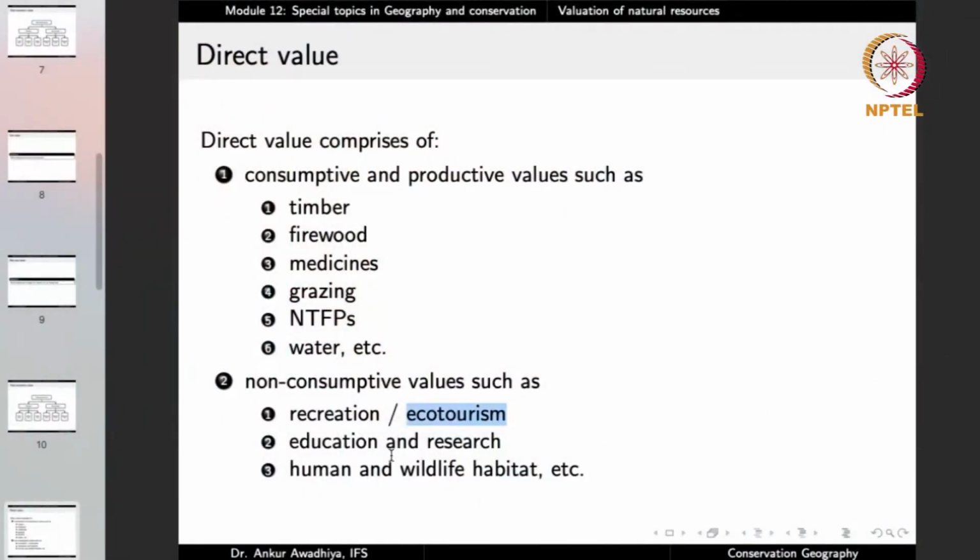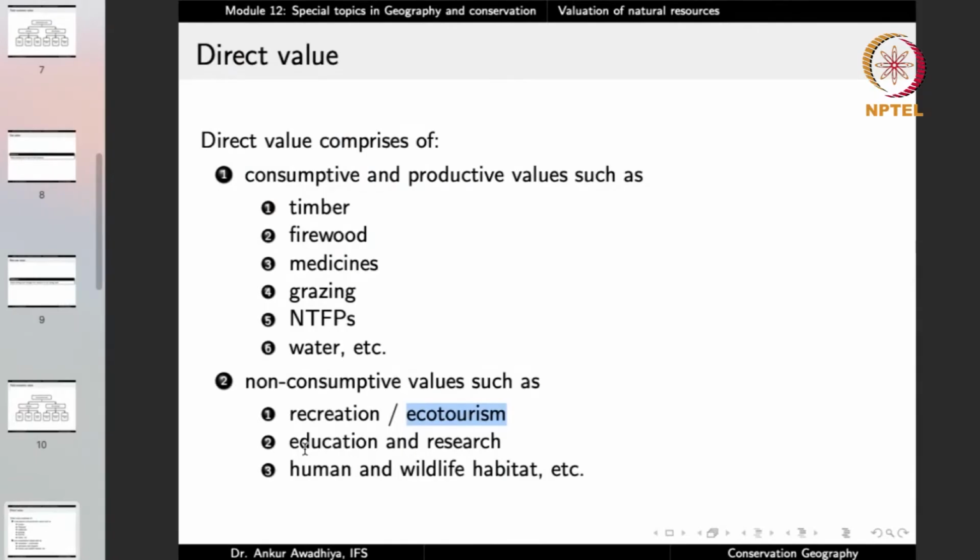In the case of ecotourism, we do not take away resources from the area. We do not pluck flowers. We do not eat away the trees. We do not hunt animals. And we do not leave anything other than our footprints. We do not leave trash. We do not leave plastic bottles. We do not create filth in the area. So that is ecotourism. Now, if we are doing ecotourism, it does not reduce the value of the tourism area for the next person. So this is a non-consumptive utilization of the area.